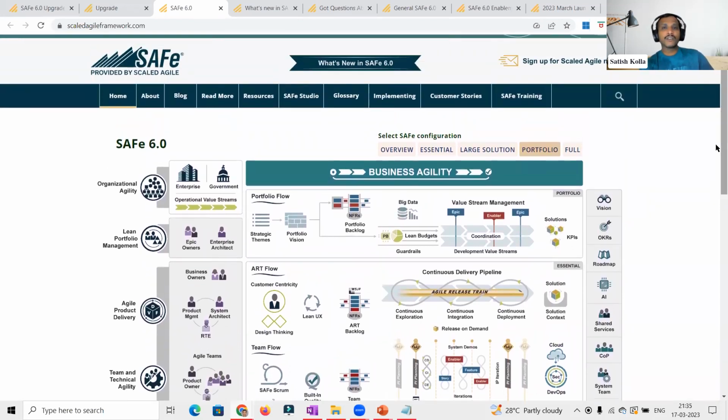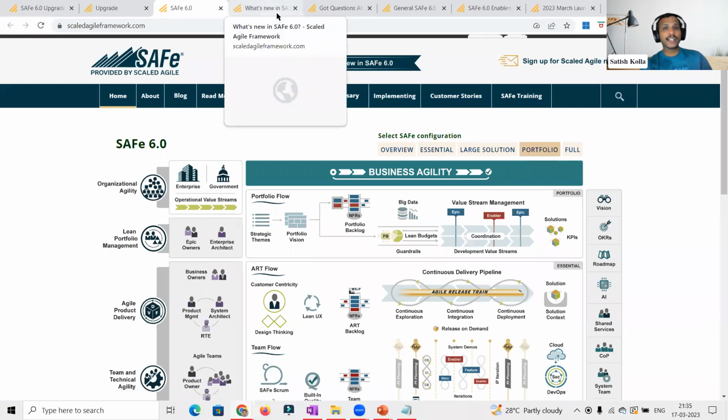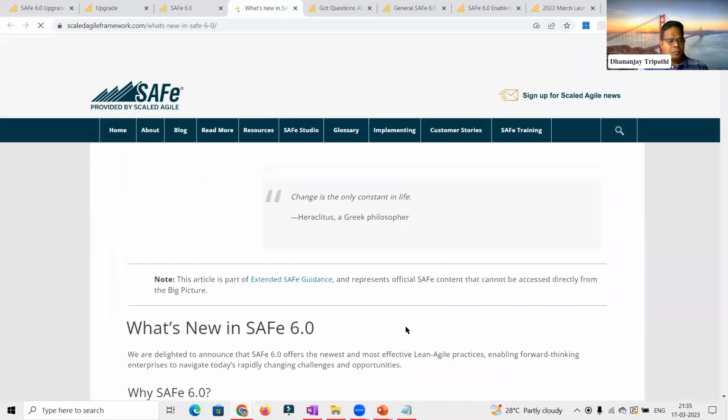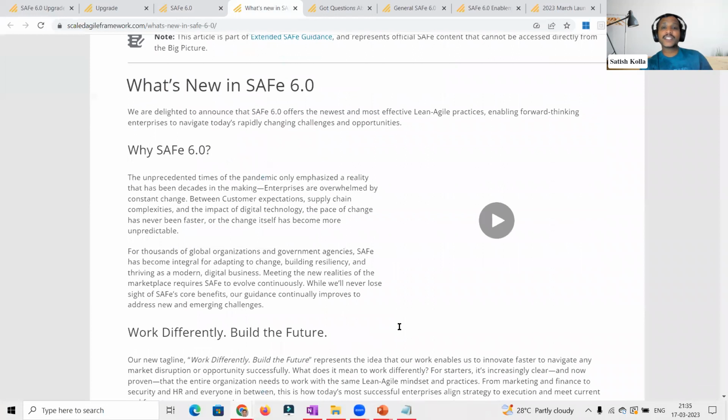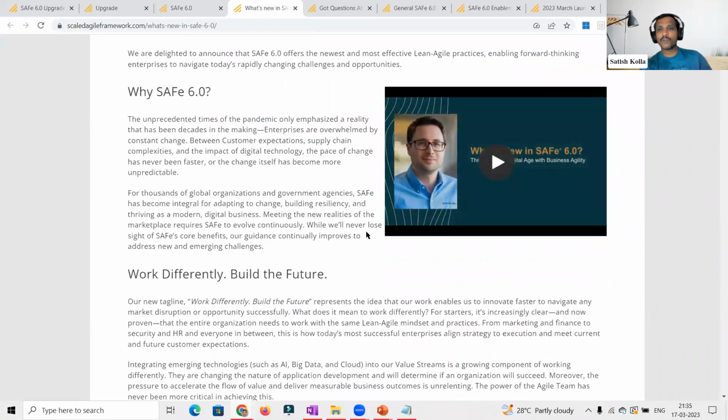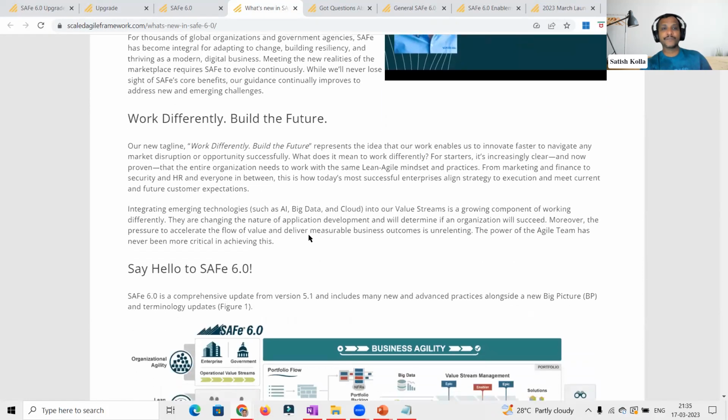Just to add on, what the Scaled Agile team did is on the top of the page, they added a banner of what's new in Safe 6.0. So that is what we will be going through today as part of the session. So let me quickly go into what's new in Safe 6.0. The Scaled Agile team split the overall changes into 6 themes. And there is an overview video as well by the Scaled Agile team. We can go through that. We'll get more insights or information.